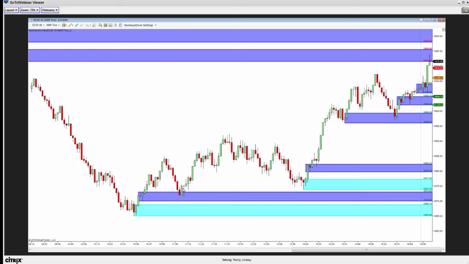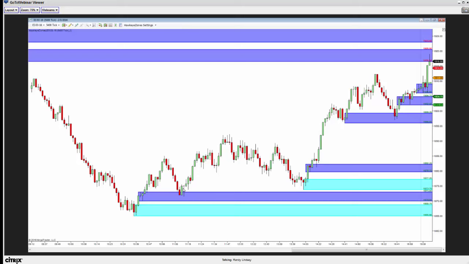Each one of the zones, if you look at the indicators, have different color combinations. Aqua shows a brand new zone. Blue shows the first bounce. Orange shows your second bounce. Purple is third. Brown is 4+. And then all the dead zones are black.